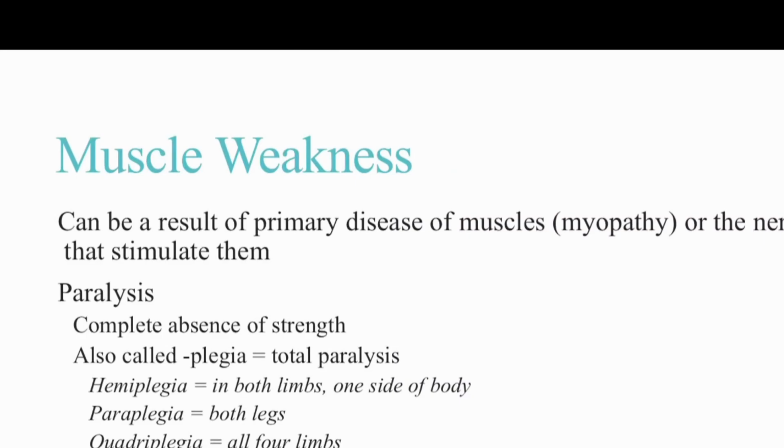Muscle weakness can be a disease of the muscles themselves or of the nerves that stimulate them. So we do neuro and ortho together. If someone comes in with leg weakness, think about all the systems in your leg. What are the systems in your leg you have to worry about? Nervous system. What else? Vascular. What else? Musculoskeletal. Even the skin, because the skin covers the entire area.